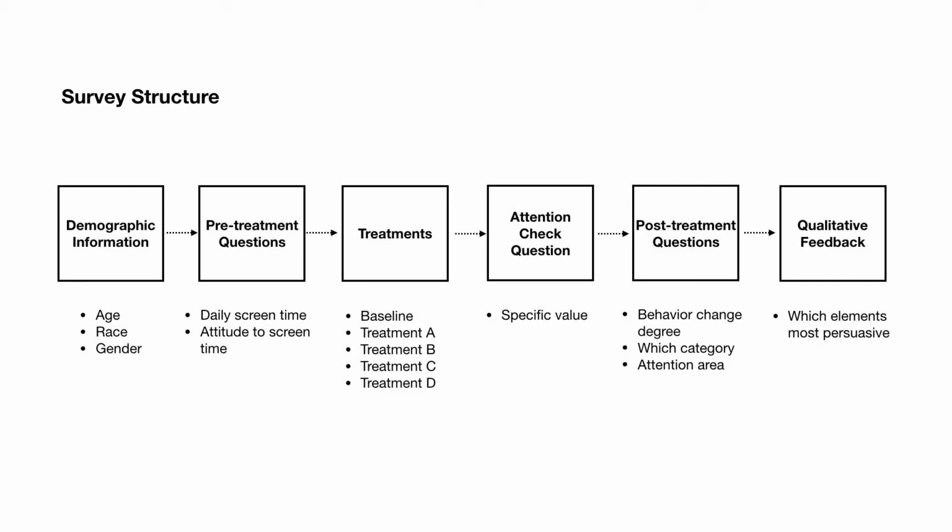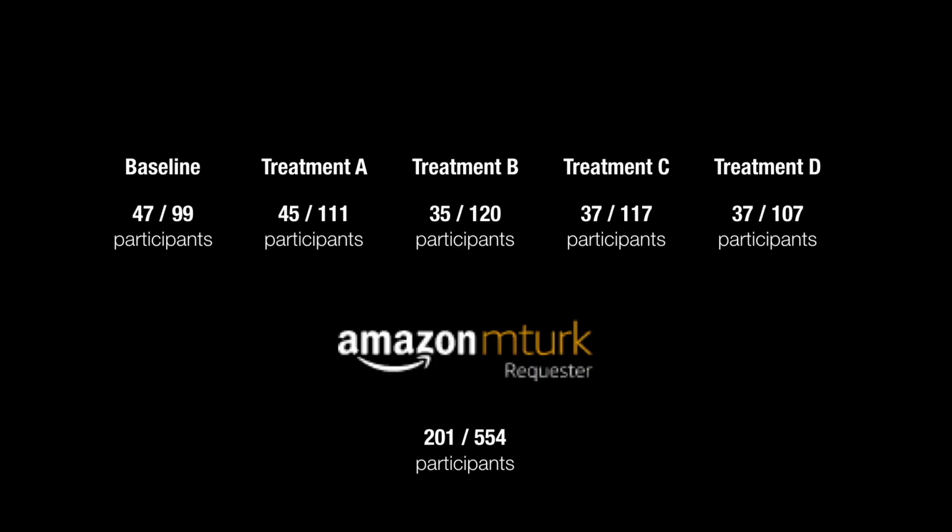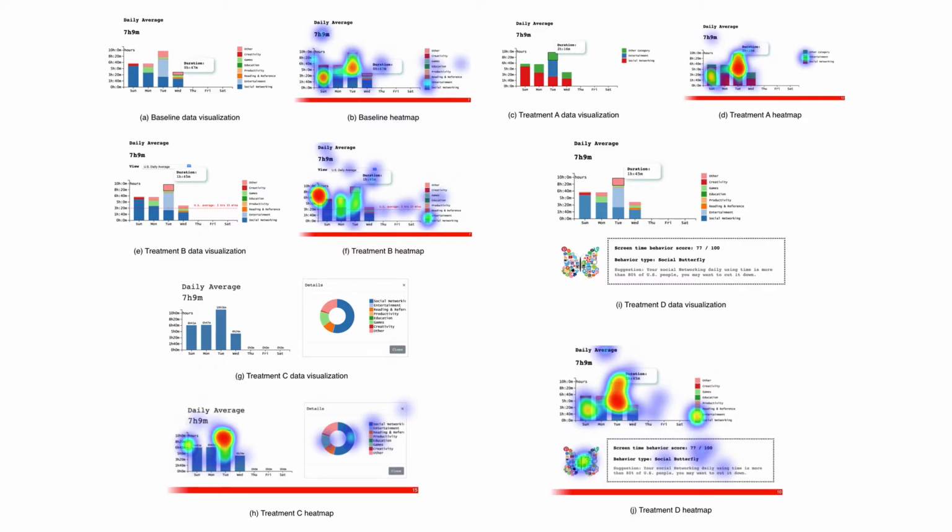For the survey structure, it's pretty standard. Basically, we ask similar questions before and after the treatments, and also use attention check questions to make sure all the surveys are valid. In this survey, we received 554 responses, and based on the attention check questions and how long the survey takers took to finish, I finally chose 201 surveys for the data analysis.